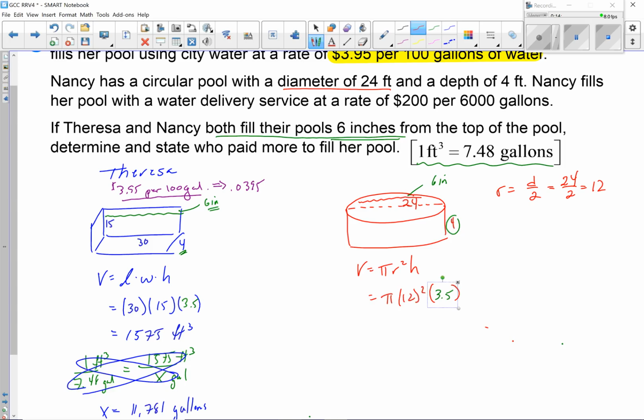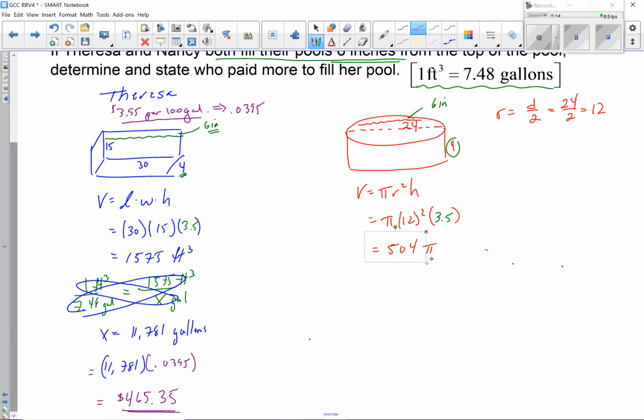So when I go to calculate this, 12 squared is 144 times 3.5. That's going to get me 504 pi. Right? Now, again, if I was trying to do something else, I might carry the pi along, but since we're just going to straight go into finding out what the value of the cost is, I'm going to multiply that out so I can get the decimal. So that gets me 1583.362697, and so on.